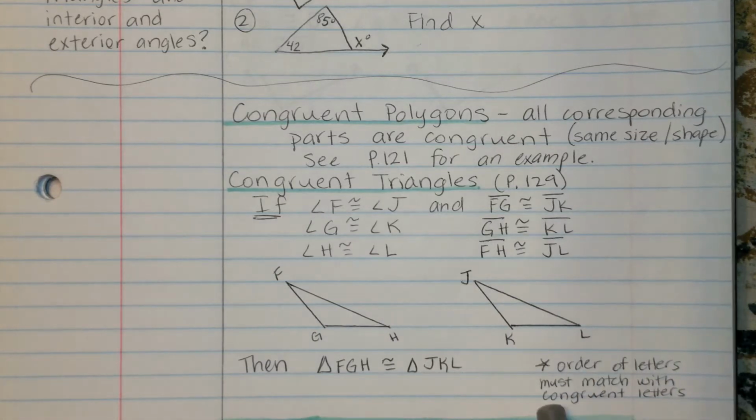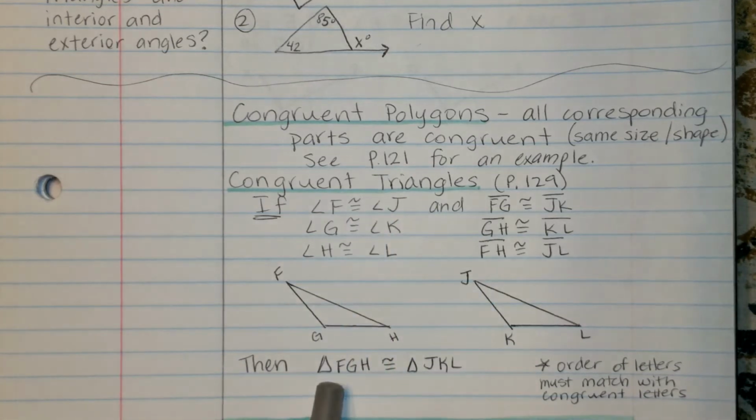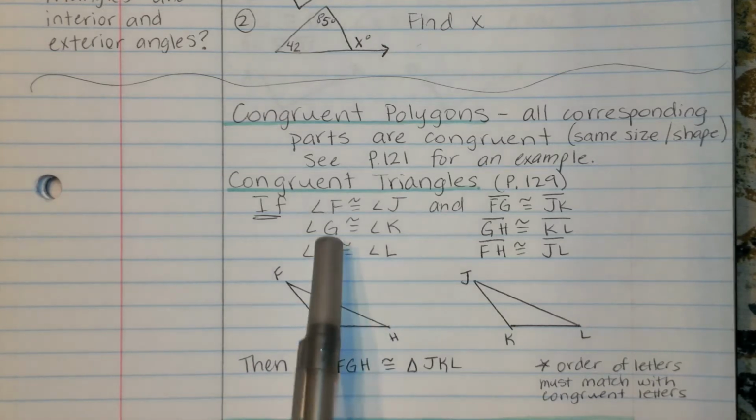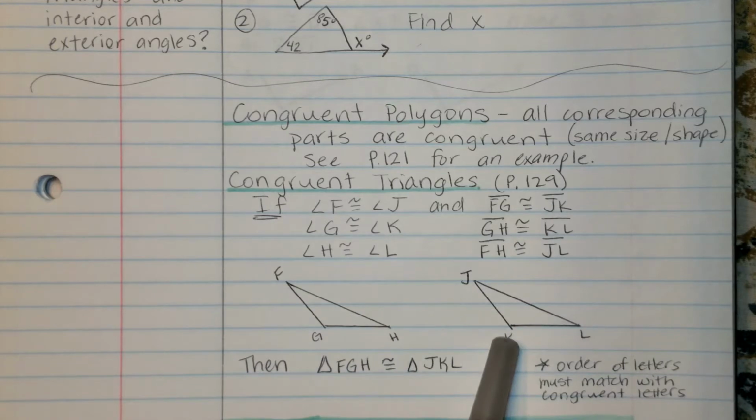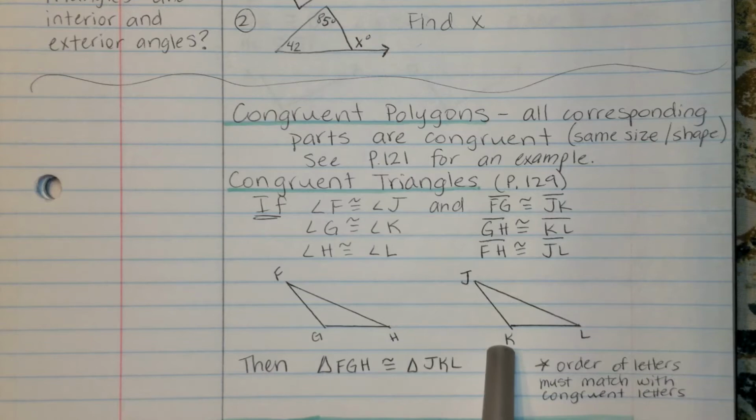The order of the letters must match with the congruent letters. So see how F and J are congruent? When you write it out right here, F and J have to be in the same position. So first, it could have been last or middle, it doesn't matter. G and K are congruent, so G and K have to be in the same position. So they're second, but they could have been first. It doesn't matter if you go G, F, H, but here you'd have to start with K, J, L. So again, the order of the letters must match with the congruent letters.